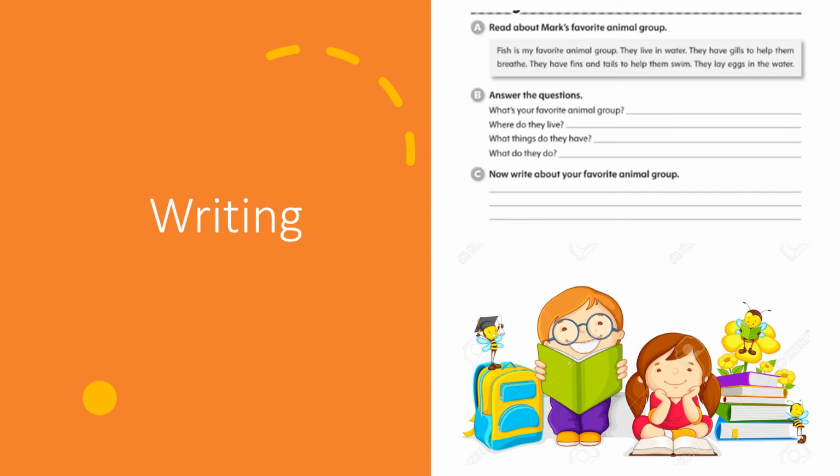Below you can see there are some questions to answer. First of all, you will answer those questions to tell which one is your favorite animal group. Once you answer these questions, then you have to write down those answers in a detailed form below, where it is written, now write about your favorite animal group. So first you will answer those questions and then you will write in the form of a paragraph below in the space given.